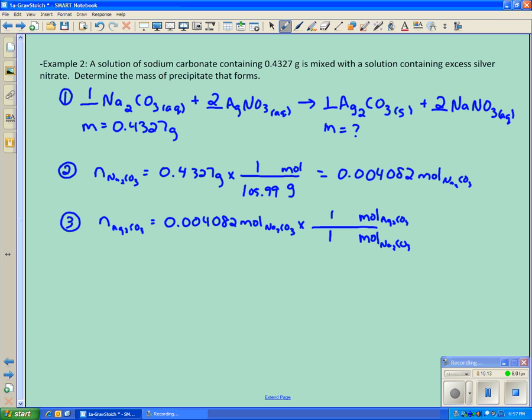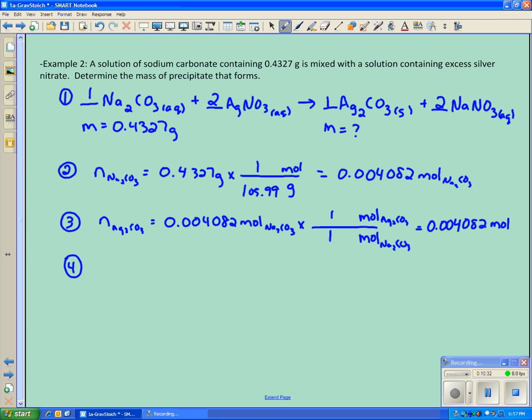You still have to do this step in your calculations, even if you get the same number mathematically or numerically. The important step is here that we've actually done a conversion from the moles of sodium carbonate to silver carbonate.